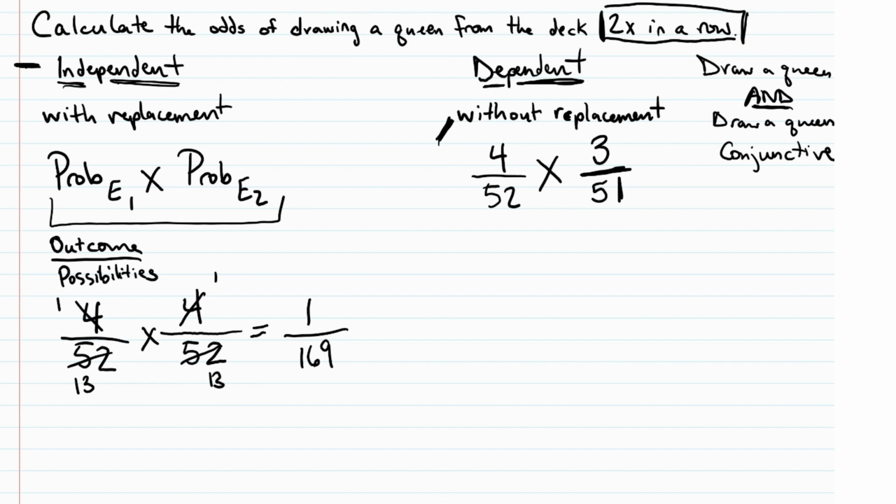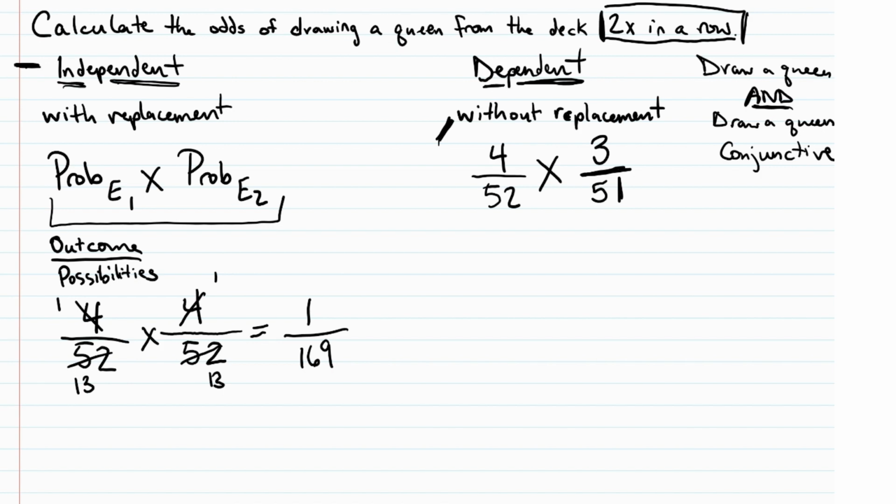So 3 queens, because I've assumed that I got a queen on the first event, because I had to get a success on the first event. Otherwise, I wouldn't be calculating successes in total, because I need to draw 2 queens, 1 on each event. And I don't get to replace it. So it means I've lost a queen. So now what we're multiplying is 4 out of 52 times 3 out of 51.